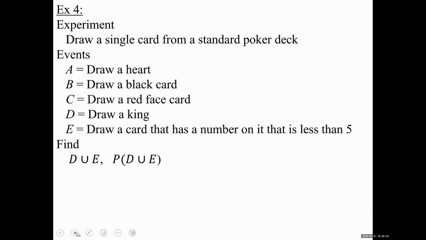Okay, another experiment. This experiment says, we're going to draw a single card from a poker deck. We have all these events, and here it's asking me to find an event, and then it's asking me to find the probability of the event. Okay, here we go. So let's see. D are the kings, and E are the cards that have numbers on them less than 5. Let me write down D. D are the kings. So I have to list all the kings. Well, there's the king of clubs, king of diamonds, king of hearts, king of spades. Remember, there's 4 kings in a deck.